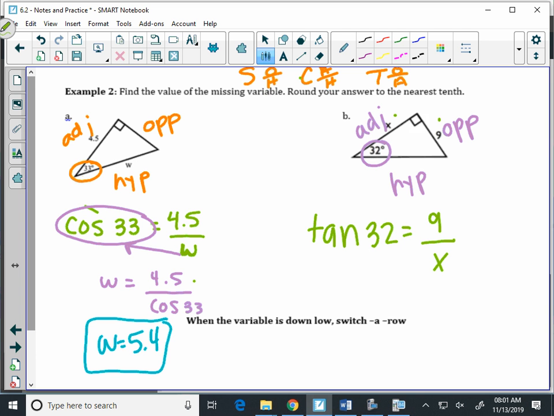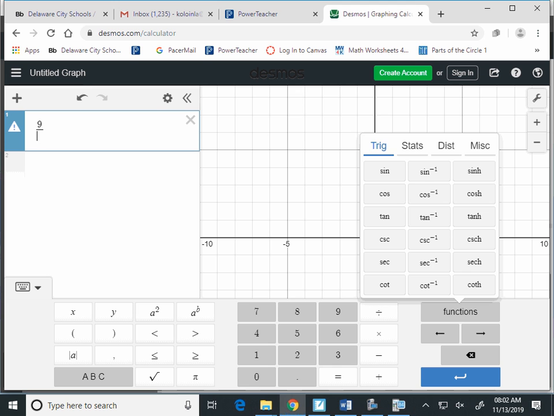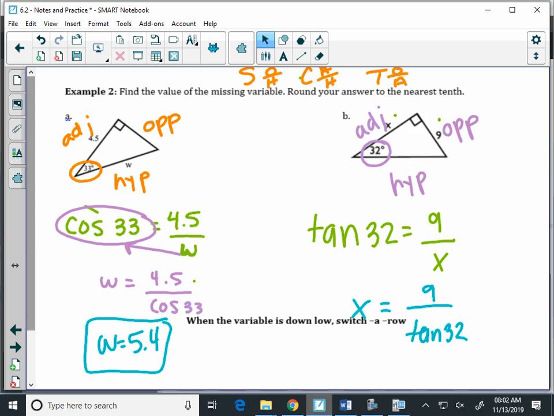Where's our variable? Up high or down low? Down low. So we are going to switch a row. So the x and the tangent switch. The tangent and the 32 are connected. So where the tangent goes, the 32 goes. And then you just plug that in your calculator. In Desmos, it's just going to be 9 divided by, well again, go to function, tangent, what's our angle again? 32? 32. So it is about 14.4. And you should get the same thing if you're using your graphing calculator. Questions on that?